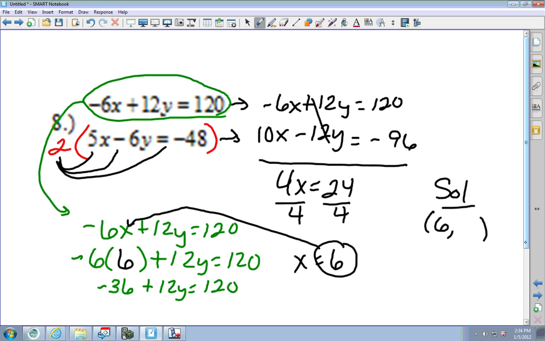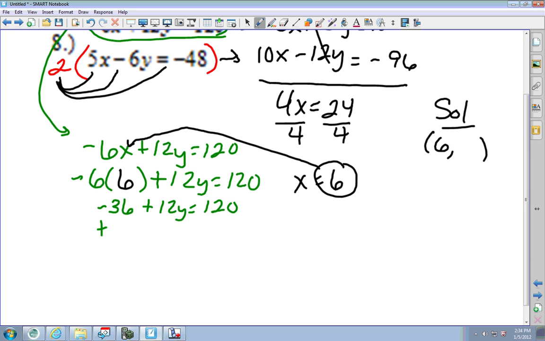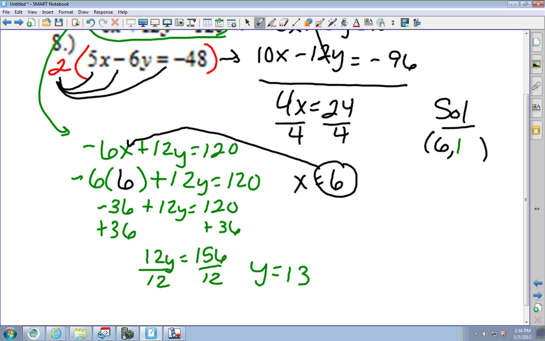Let me move this down a little bit. I'm going to add 36 to each side. I have 12y equals 156. Divide by 12. Y equals, take 156 divided by 12, and I get 13. So my answer is 6, 13.